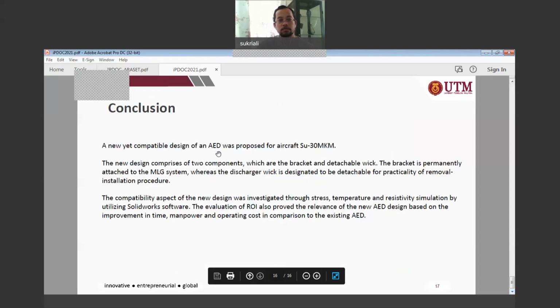In conclusion, we would like to propose a new design of AAD that is suitable for the Sukhoi 30 MKM aircraft. For this new design, we have two components, the bracket and the detachable wick. When we did the structural analysis, there was no physical deformation observed except at high frequency. And finally, we managed to reduce the time, manpower, and operating cost with the new AAD.